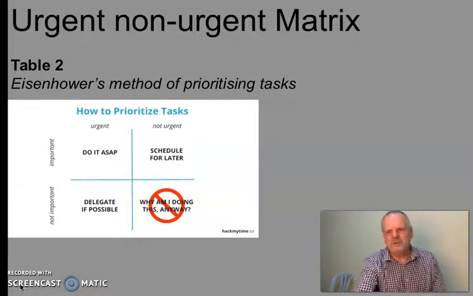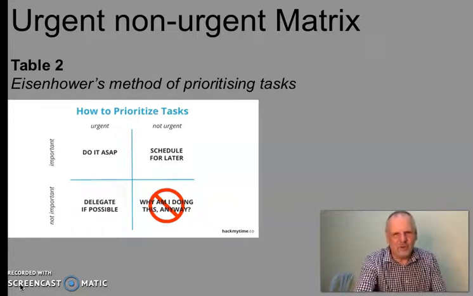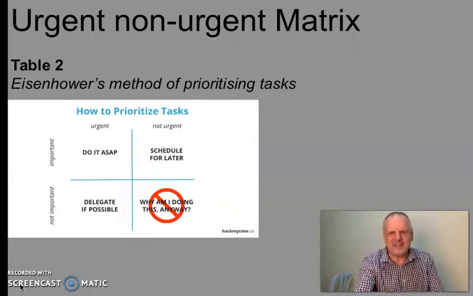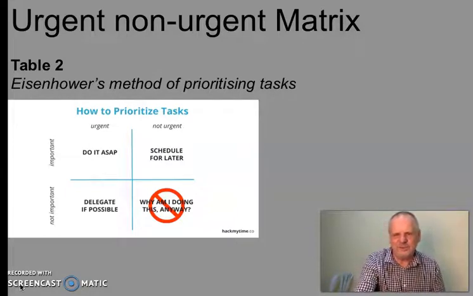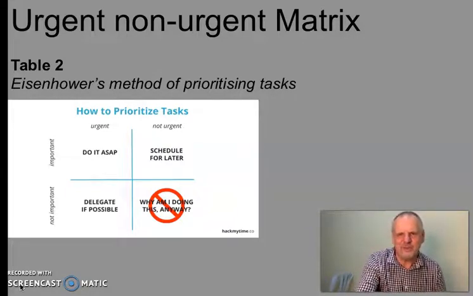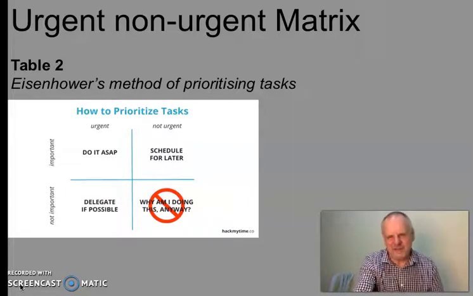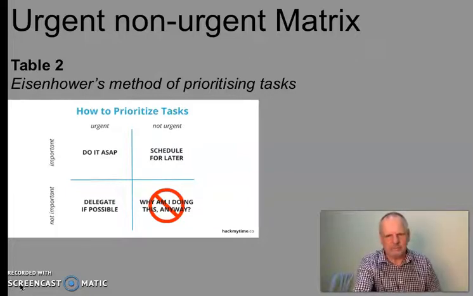So what could be not urgent and not important? Well, I don't think it would be a task. It would be social media, watching TV, snacking, and while these things are definitely useful for general health and well-being and happiness, they shouldn't really get in the way of your tasks. So they're not important, they're not urgent, so you don't need to do them.